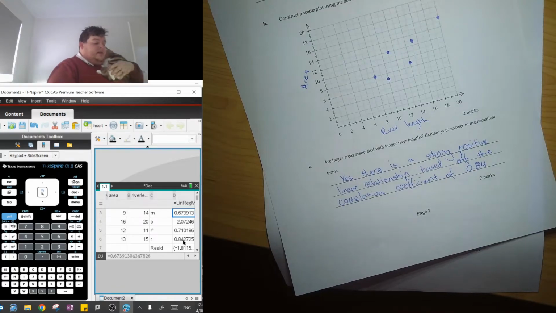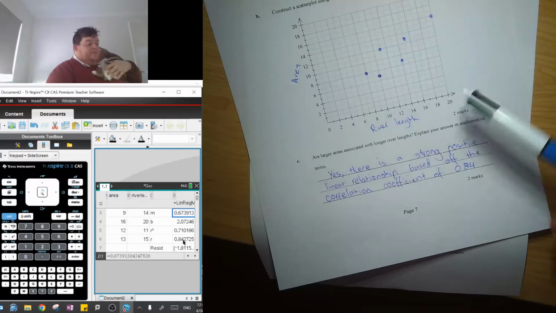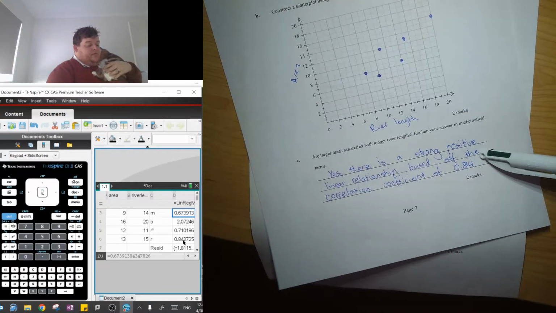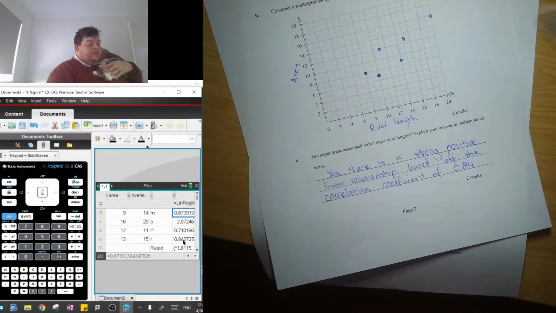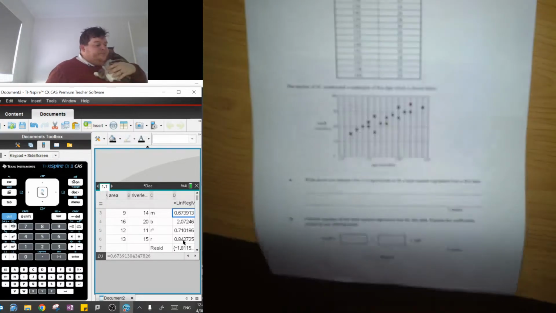So I think that it's only worth 2 marks. So I'm assuming it's 1 for saying yes and 1 for the correlation coefficient, but it could be 1 for the strong positive linear. So I'll just include it anyway. It's not like you're going to lose marks.